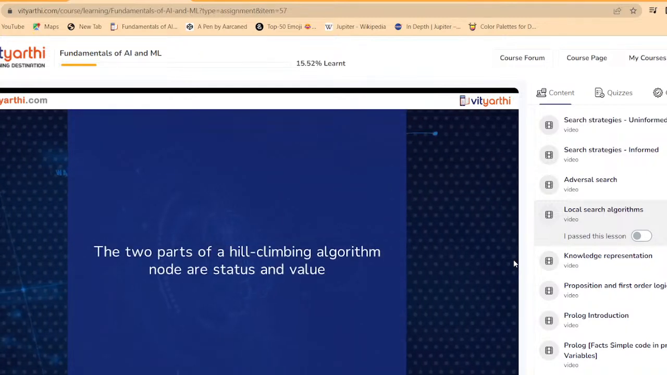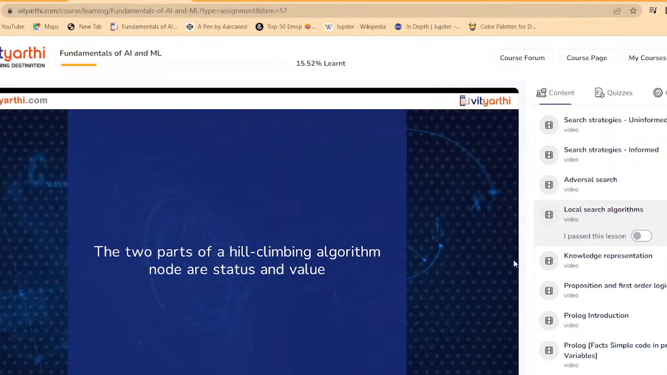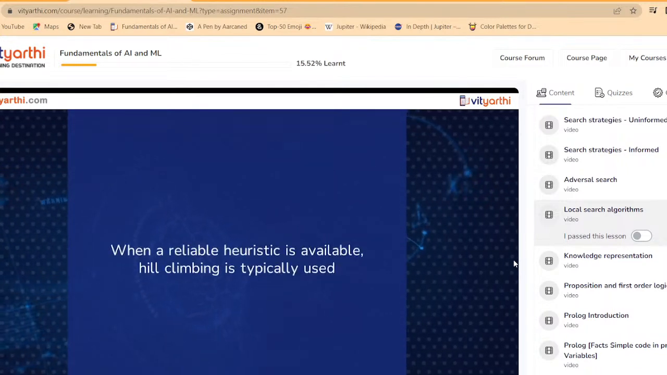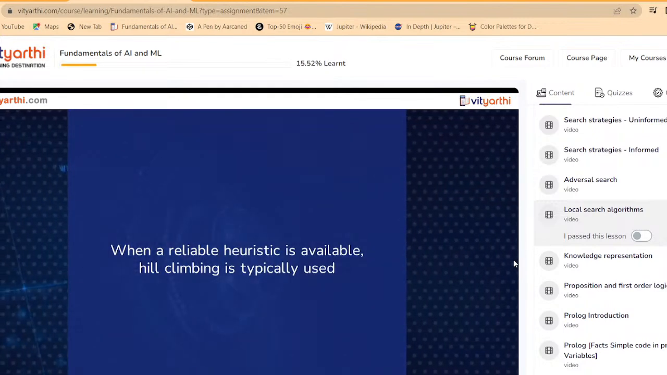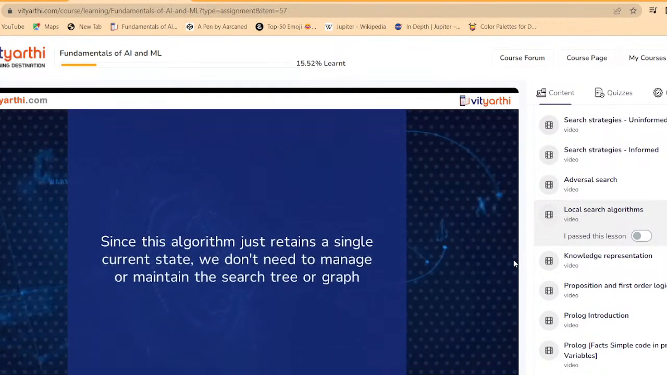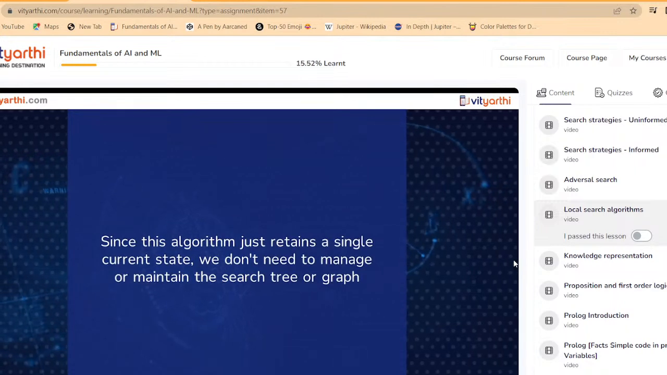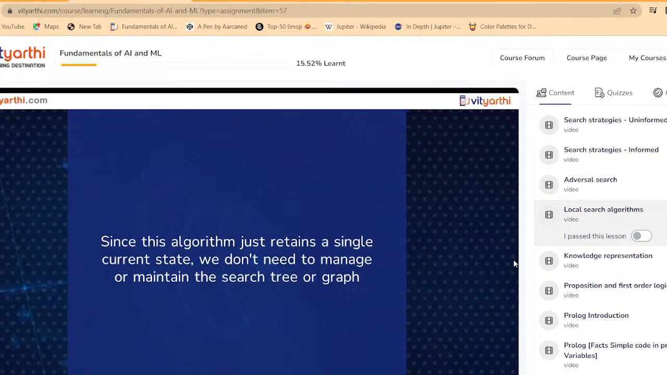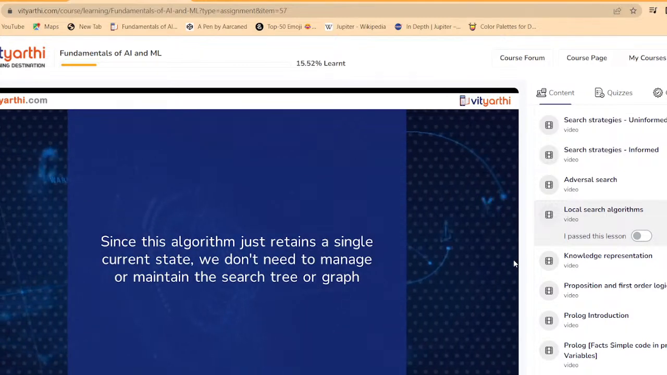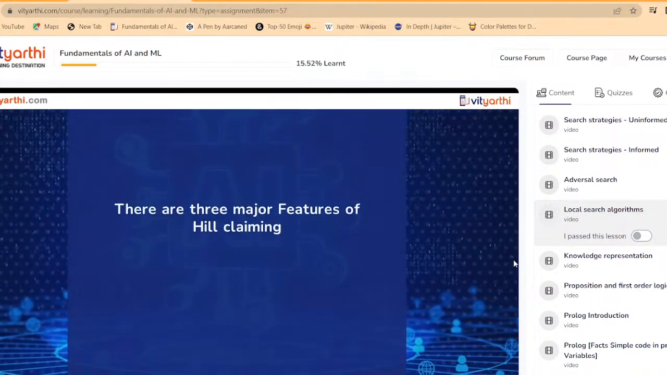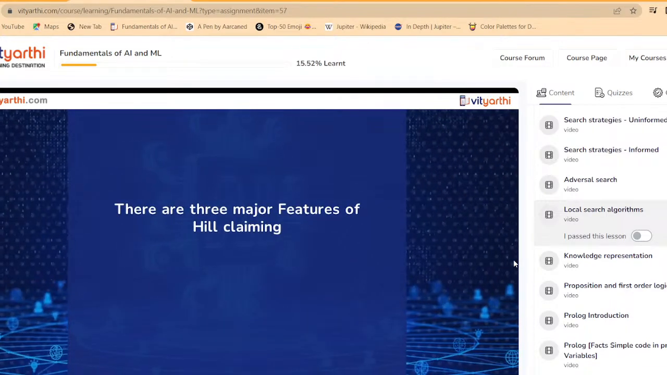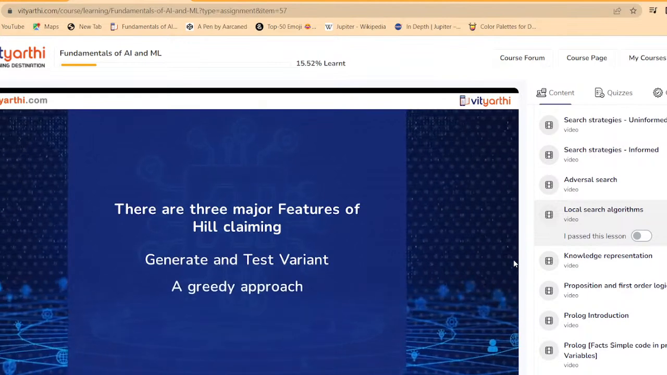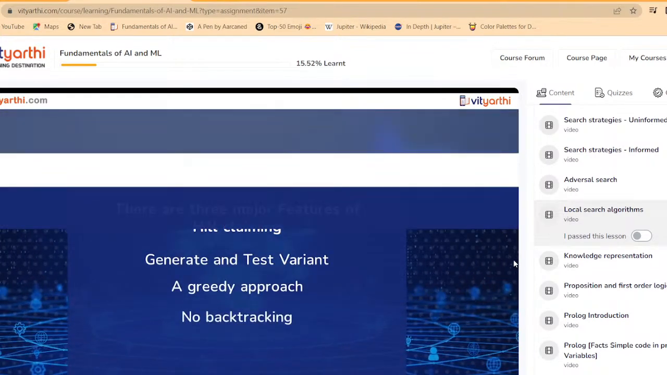The two parts of a hill climbing algorithm node are the state and value. When a reliable heuristic is available, hill climbing is typically used. Since this algorithm just retains a single current state, we don't need to manage or maintain the search tree or a graph. There are three major features of hill climbing search: generate and test variant, a greedy approach, and no backtracking.